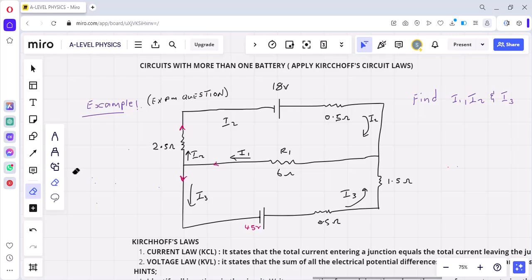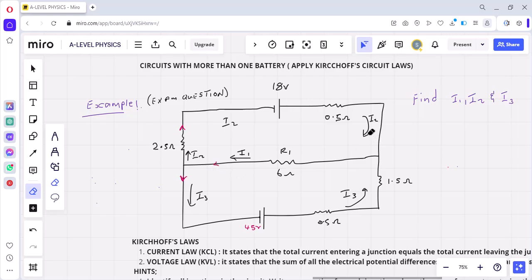In this tutorial video, we will look at circuits with more than one battery. In our example, we have two batteries, the 45 volts battery and the 18 volts battery. This one here is the 18 volts battery and this one here is the 45 volts battery. Then we have a 0.5 resistor, the 6 ohms resistor and the 0.5 resistor there, and another 1.5 resistor in this circuit. We also have the 2.5 resistor there.